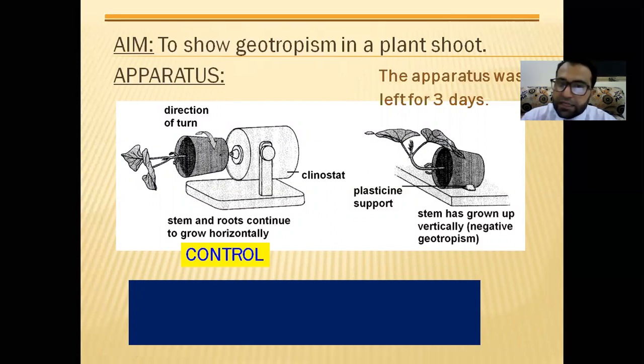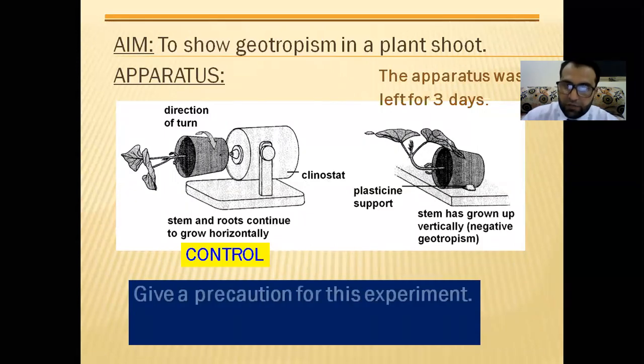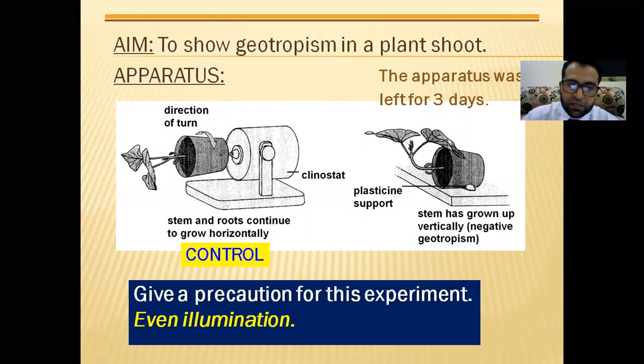So remember, in this experiment, for both, we should provide the same light to make that parameter constant. So for that, we have to expose both to the same light to do this experiment. A precaution for this experiment: even illumination to both, okay, even light to both. Because the experiment here is about geotropism and plant shoot.